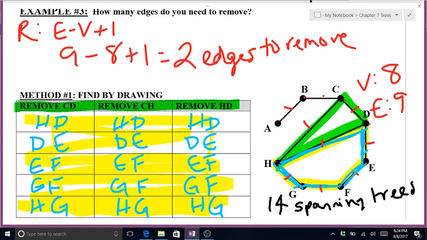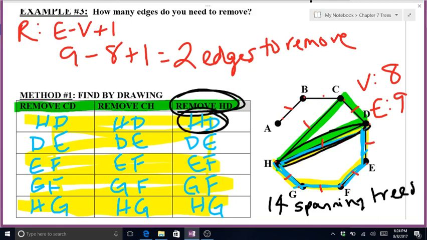Take a look at the last column. We have to remove HD from this circuit, and then they want us to remove it again. We can't remove the same line twice. It doesn't work. So anytime you have 2 circuits that overlap, once you multiply the 2 numbers together, you're going to subtract 1.